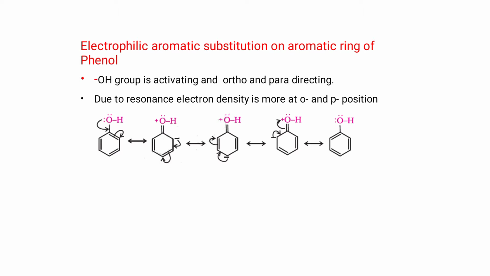We see that negative charge is coming on the ortho and para positions only. That means the ortho and para positions have more electron density. That's why phenol is ortho para directing.